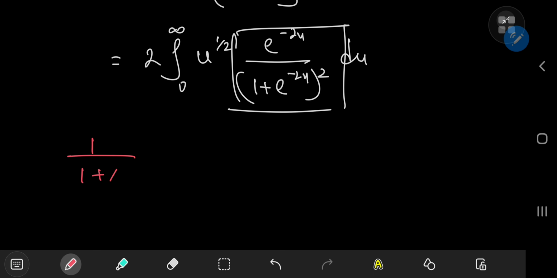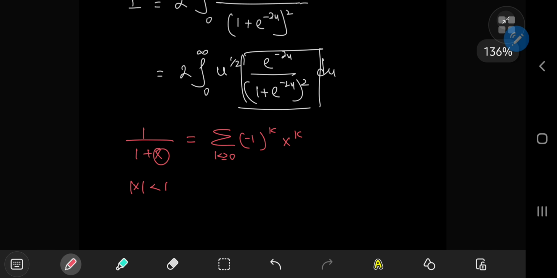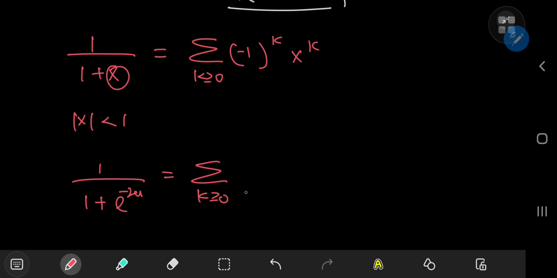the reciprocal of 1 plus x, when the absolute value of x is less than 1, can be written as the sum over the non-negative integers k of negative 1 to the k times x to the k. So if I replace x by e to the negative 2u, and let me just zoom back in to get a better field of writing, we have the reciprocal of 1 plus e to the negative 2u being equal to the sum over k of negative 1 to the k times e to the negative 2ku.